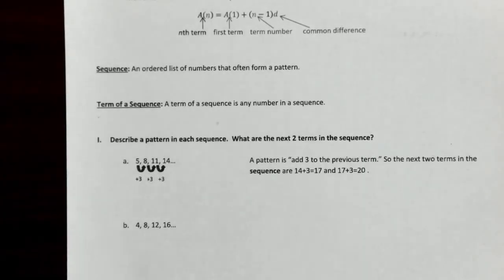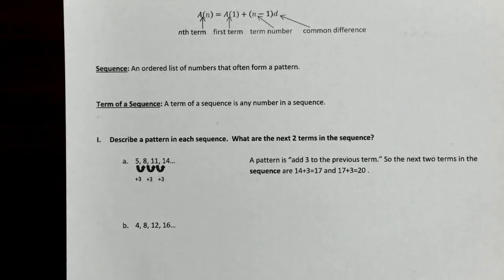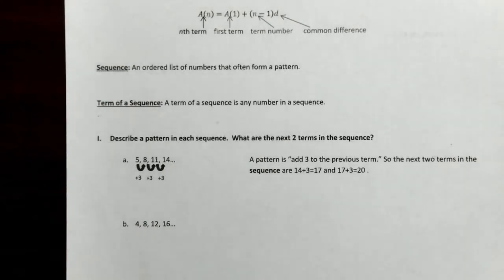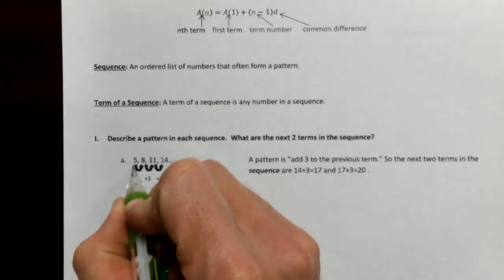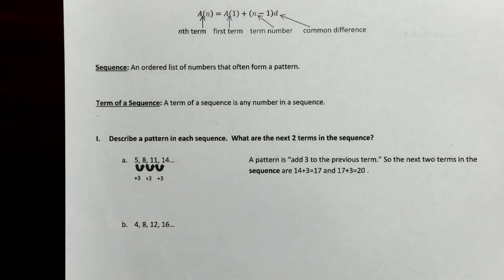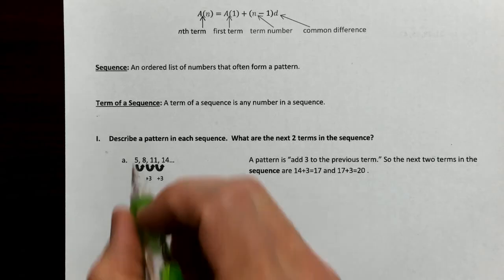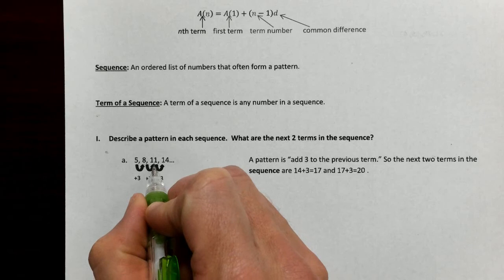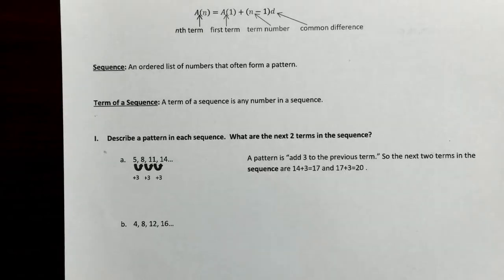In A, my sequence is 5, 8, 11, and 14, right? A sequence is just a list of numbers, and we're looking at these terms. I've got 4 terms here, 5, 8, 11, and 14. Well, if you can recognize the common difference, how I got from 5 to 8 is I added 3. An arithmetic sequence is going to have the same common difference between every term. So I should be able to add 3 to this 8 and get to 11. Same thing, I should be able to add 3 to that 11 and get to 14.